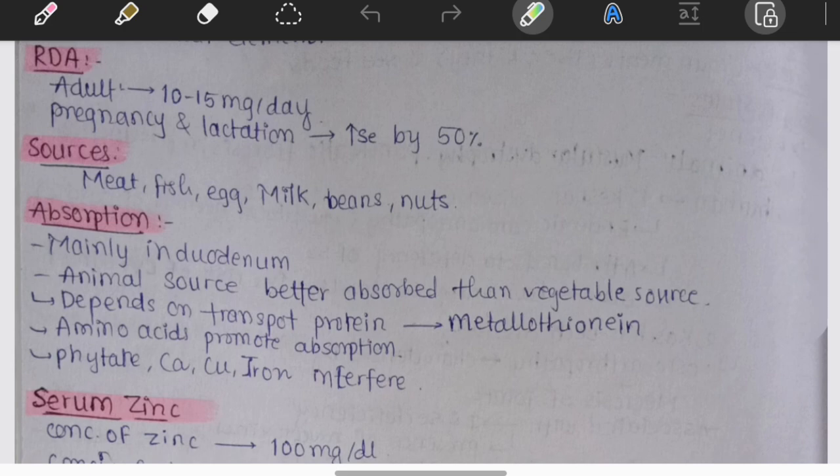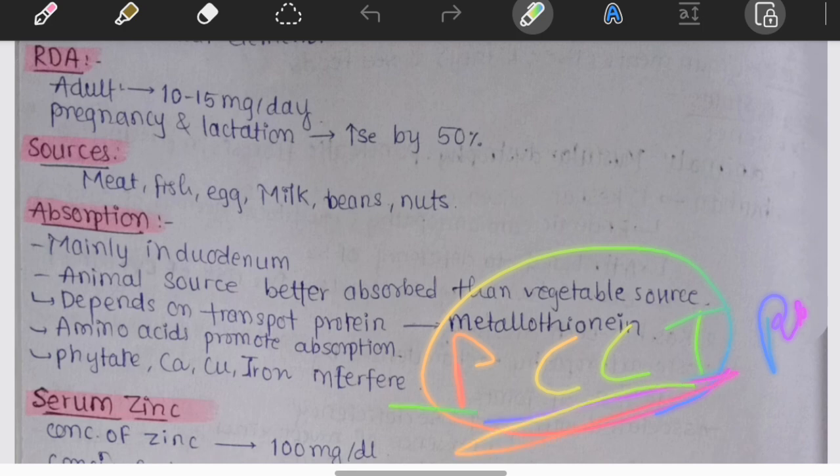Several minerals compete with zinc inside the intestine. According to your notes: phytates, calcium, copper, and iron. All of these interfere with zinc absorption when present in excess. Here is one remembering trick: PCCI pushes zinc away. Who pushes zinc away? PCCI. Phytate, calcium, copper, and iron.